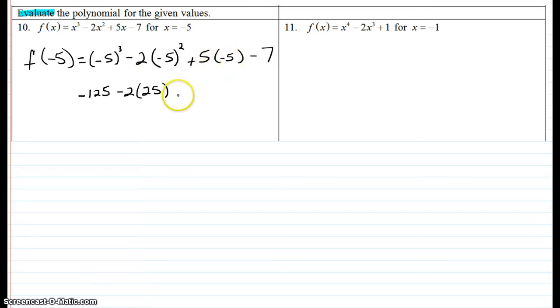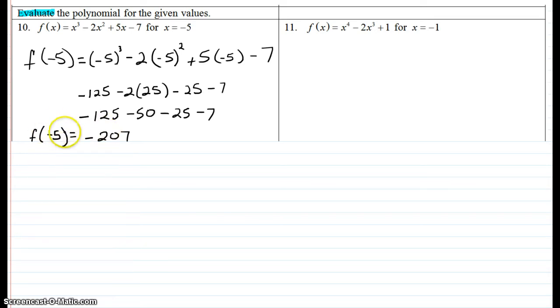Now a positive 5 times a negative 5, minus 25, minus 7. And so I need to simplify the negative 2 times 25. And so now we just combine. They're all negative, so you can just add them all up. And so you end up with negative 207. And since we started in function notation, let's finish in function notation. F of negative 5 gives us negative 207. So if my input's negative 5, my output is negative 207.